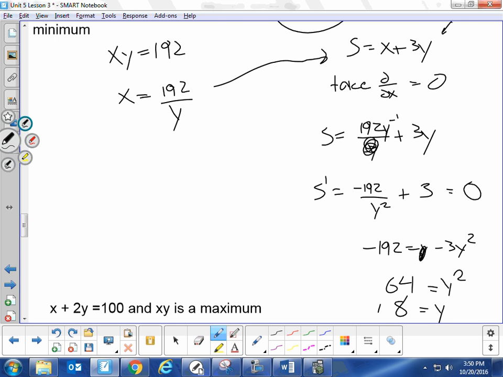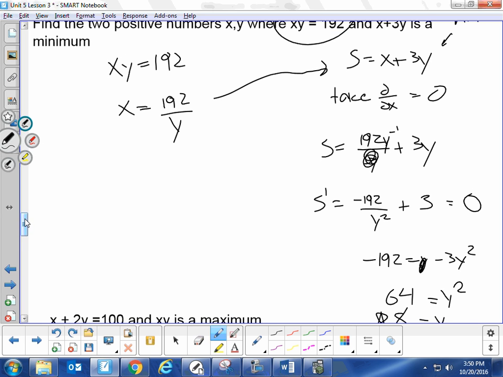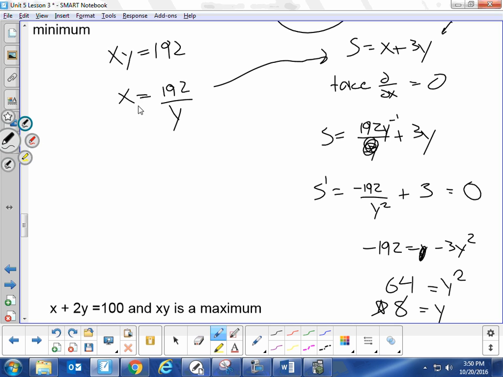We'll typically use just the positive values. Well, if we have x times y is 192 and x is 8, y is 192 divided by 8. What's 192 divided by 8? The answer is 24.